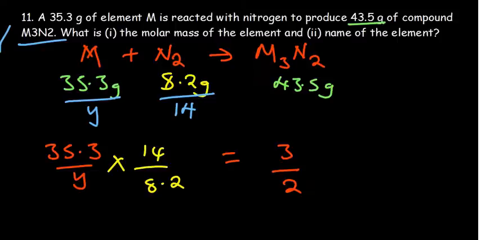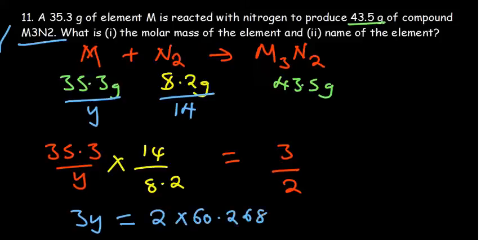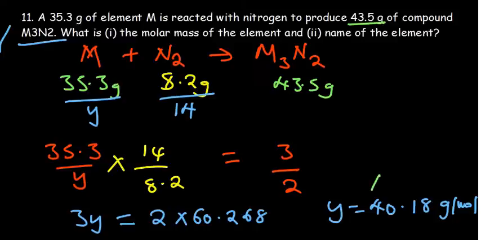So of course it's across to multiply 3y will be equal to the value calculated times 2, so that value multiplied by 2 divided by 3. So my value of y is equal to 40.18, so grams per mole. So that's the molar mass. So if you check a periodic table, it is actually calcium, that has a molar mass of 40 grams per mole.